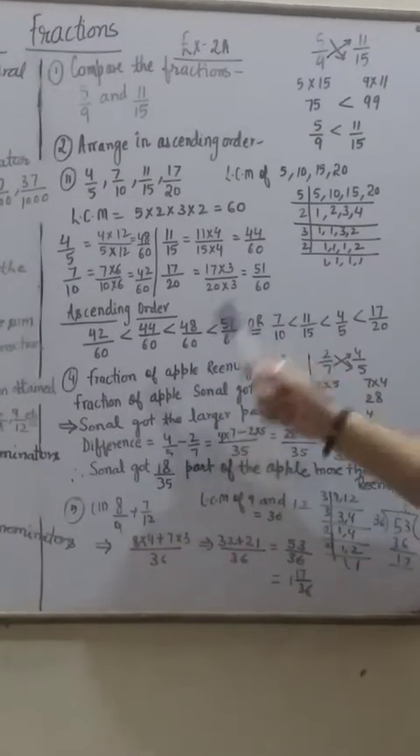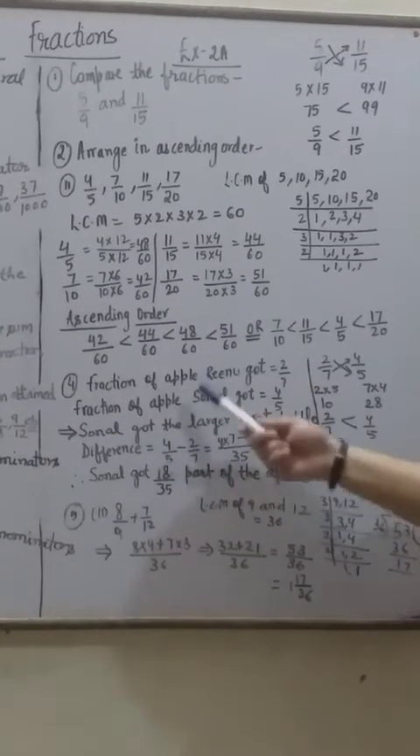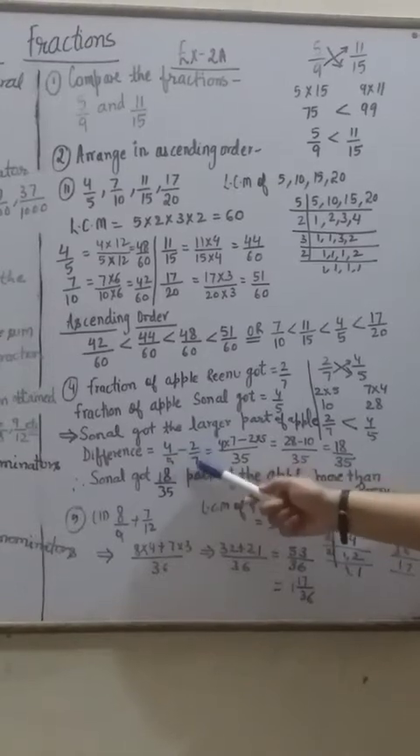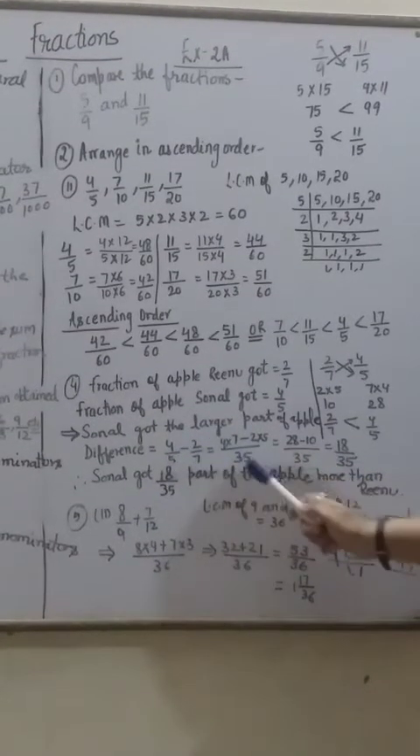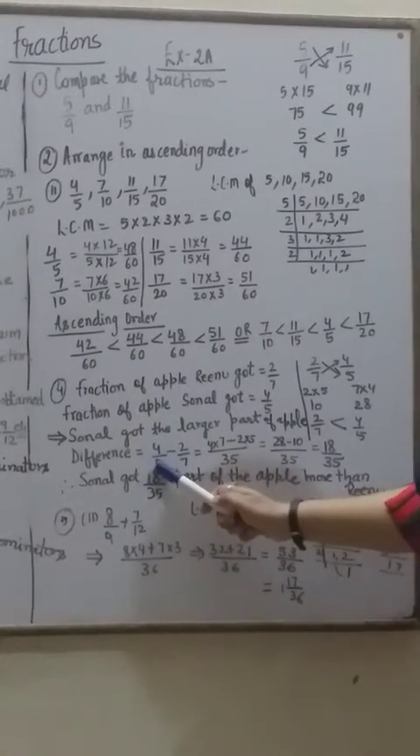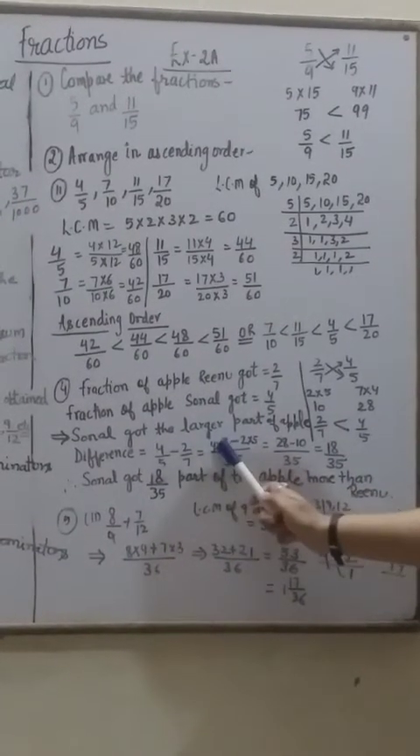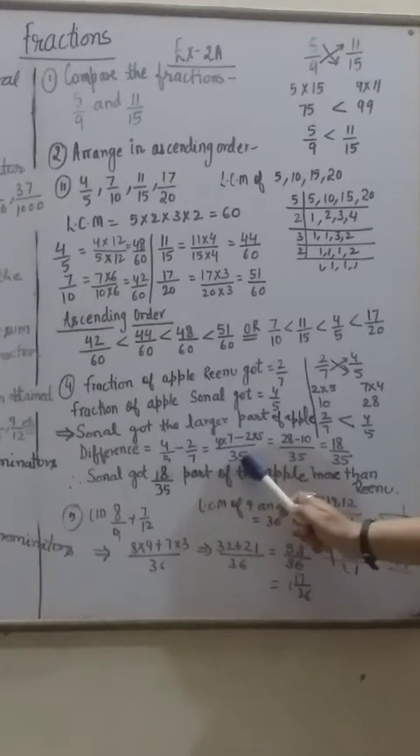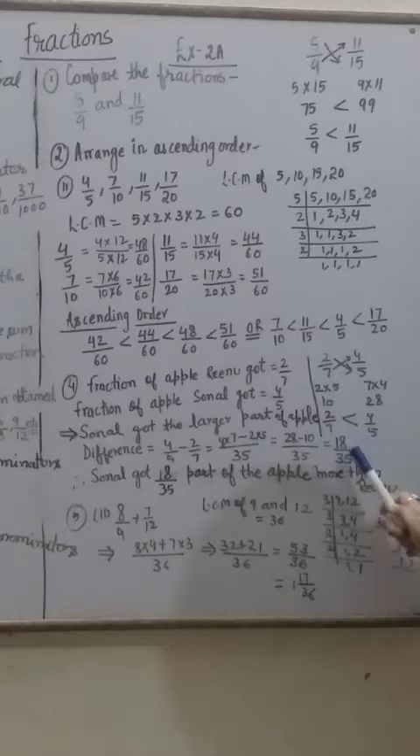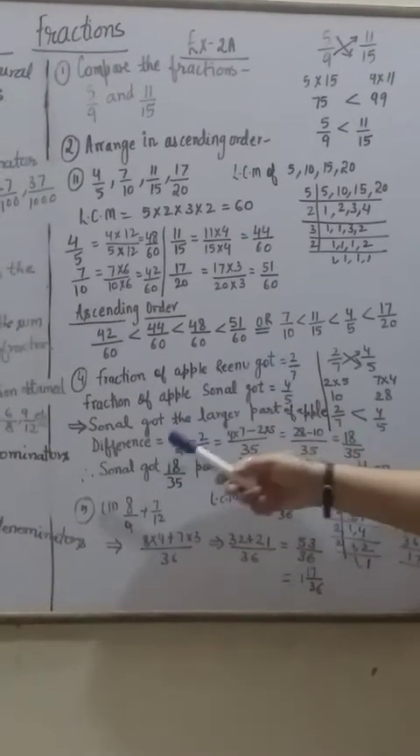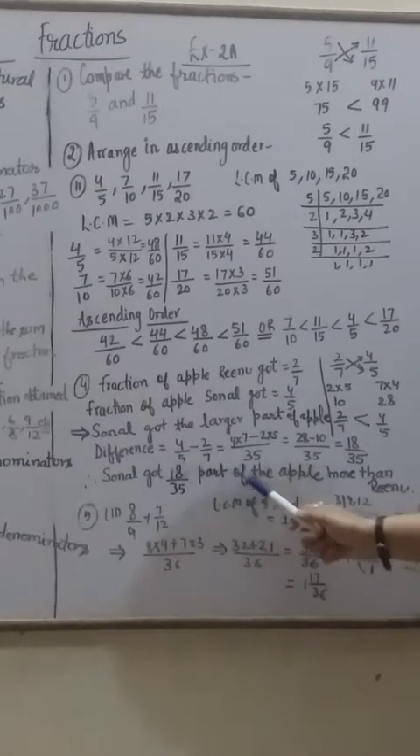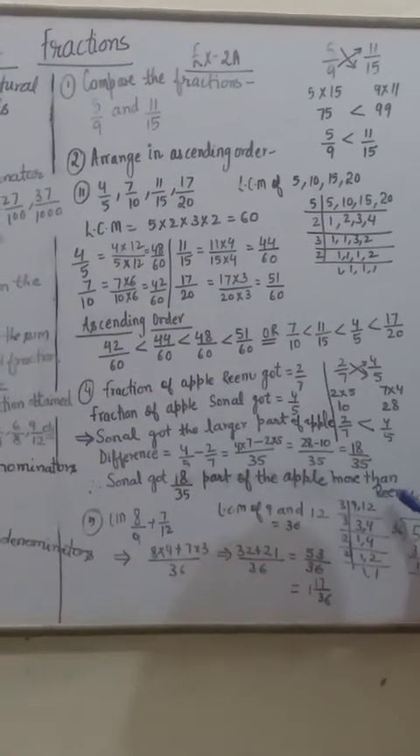By how much? For this step, we have to find the difference of 4/5 and 2/7. 4/5 minus 2/7. LCM of 5 and 7 is 35. We divide 35 by 5, 5 7s are 35, so 4 into 7. 7 5s are 35, so 2 into 5. 4 7s are 28 minus 10, 18/35. Then we are supposed to write the ending statement: Sonal got 18/35 part of the apple more than Reenu.